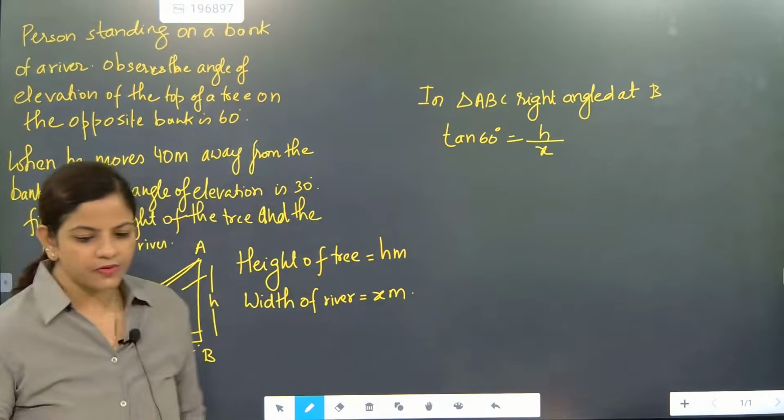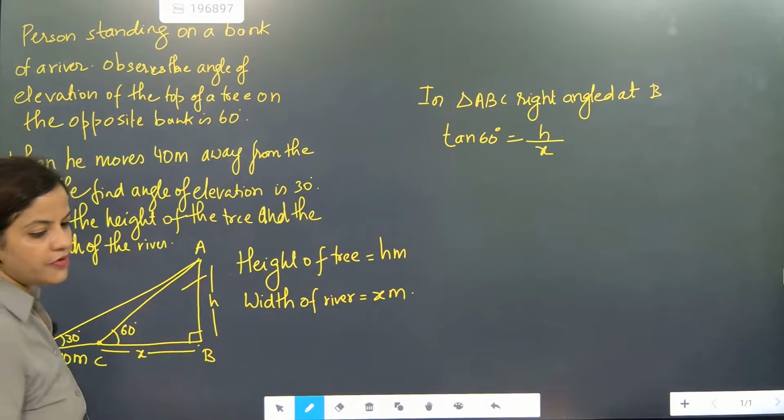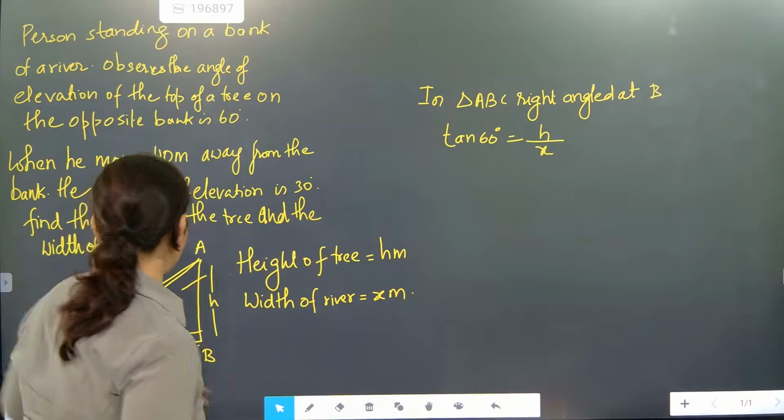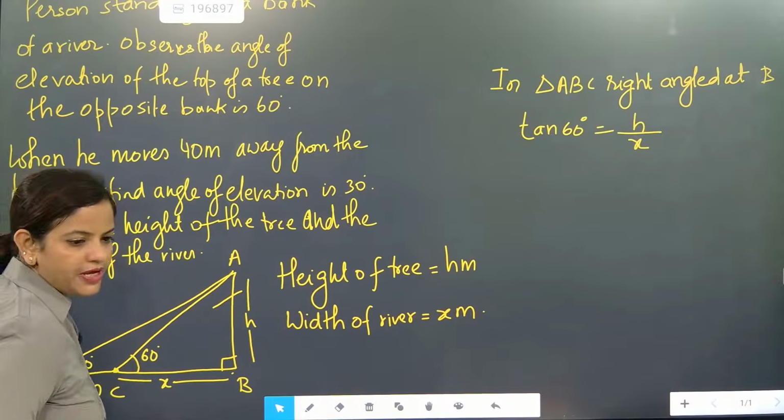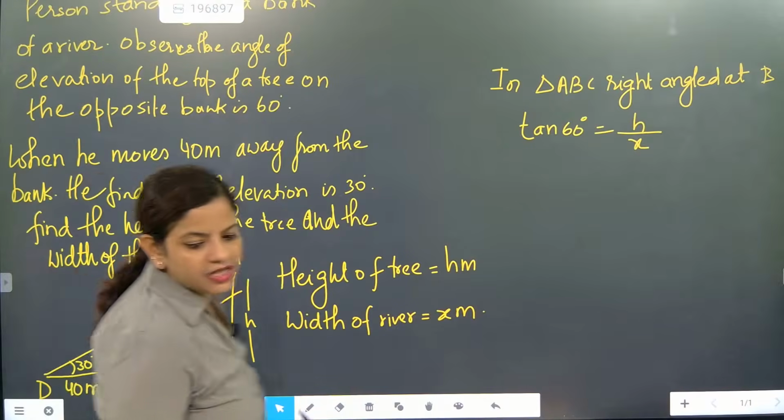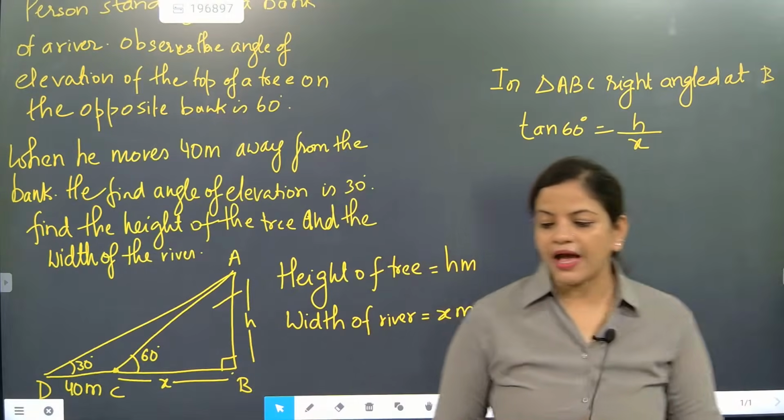What is the problem coming? Ashish, good evening, beta. I'll write big. Okay.